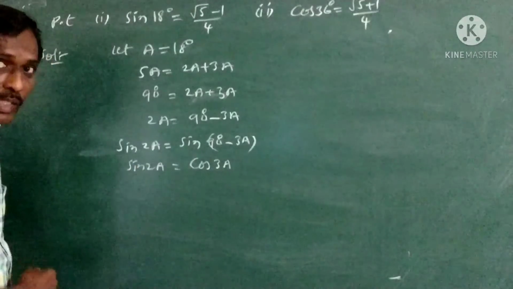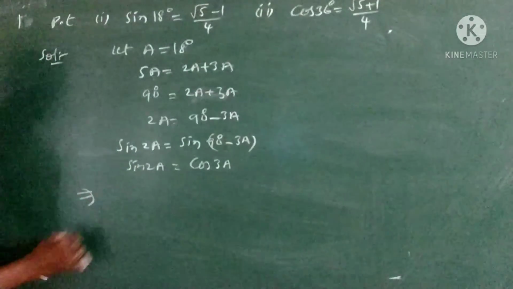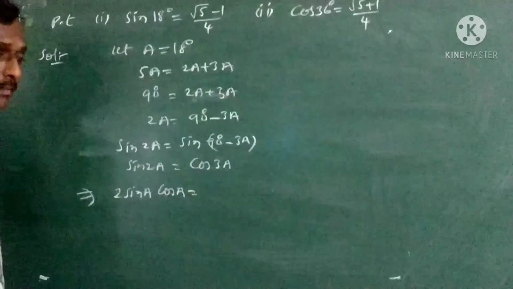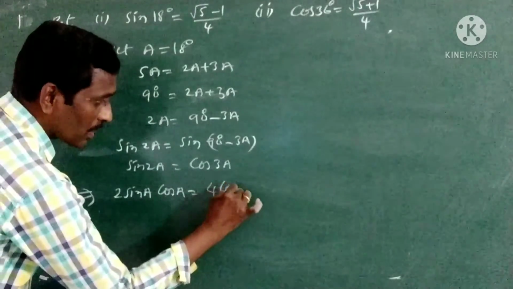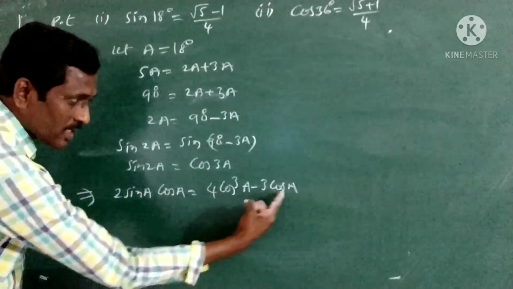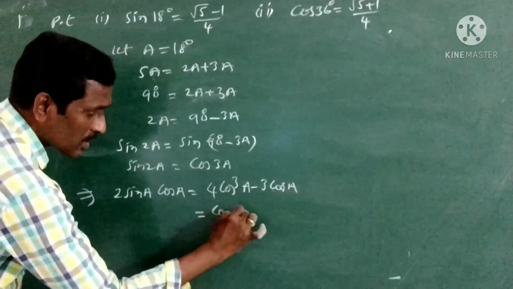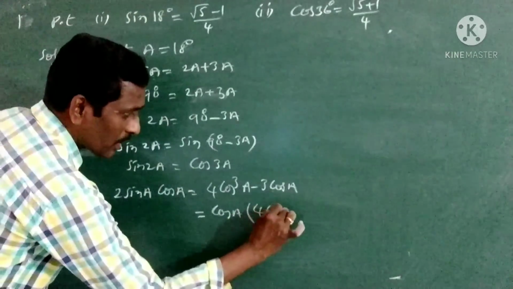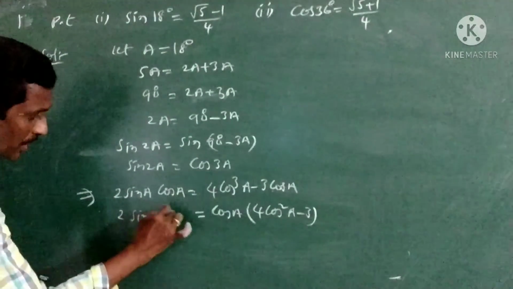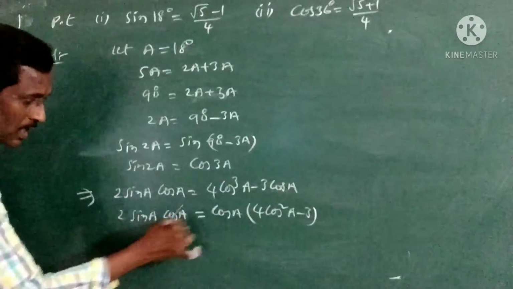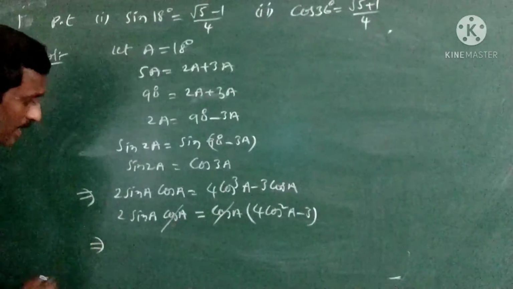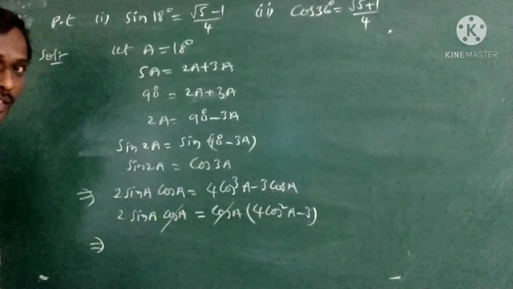Now write the 2A and 3A formulas for this. What is the formula for sine 2A? 2 sine A cos A. For cos 3A, it is 4 cos cubed A minus 3 cos A. Now cos A is common in these two, so take cos A as common: 4 cos square A minus 3 is the remainder. This side we have 2 sine A cos A. Now one cos function gets cancelled. So this implies that 2 sine A equals this value.